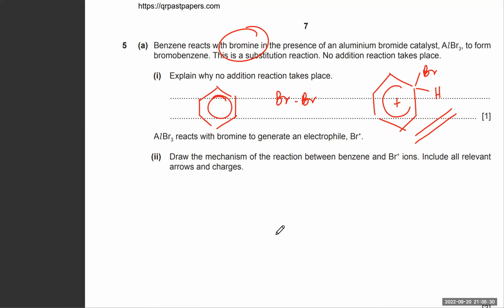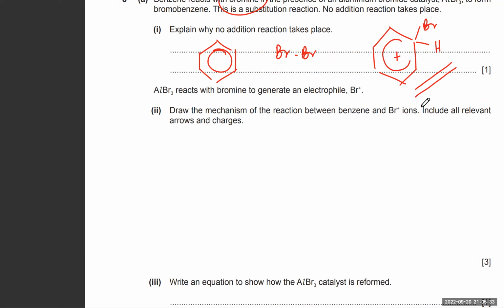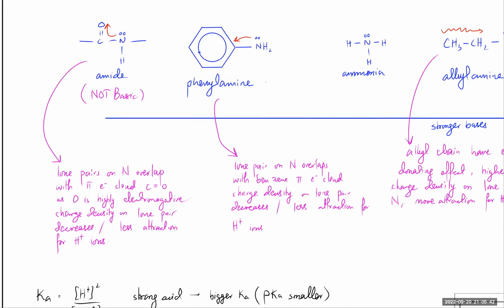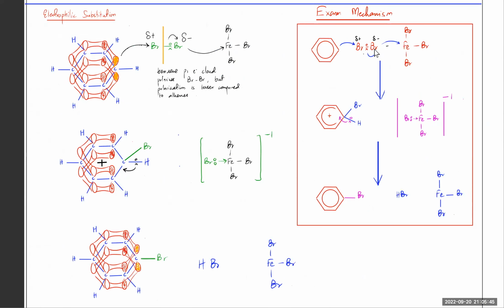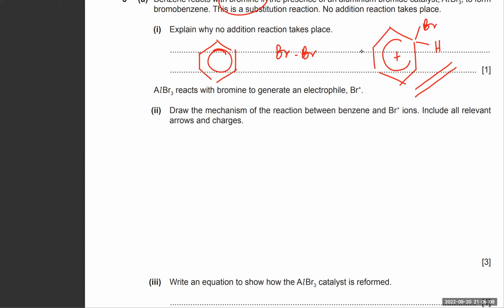Yes, sir. So now draw the mechanism of the reaction between benzene and Br+1 ions, include all relevant arrows and charges. So all you have to do in this case is draw this mechanism. You've got benzene, the bromine gets polarized. The only difference is that they're saying use Br+1 instead. So I guess we're not going to draw this part. The Br is already +1. We're going to use the same exact mechanism, except that he's saying use Br+1 ions.